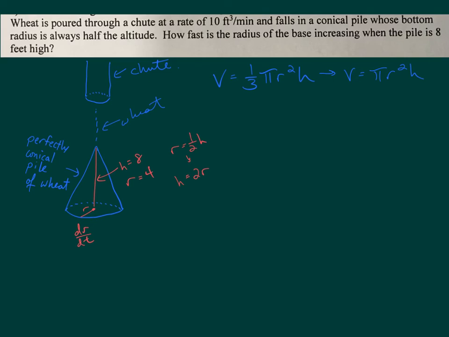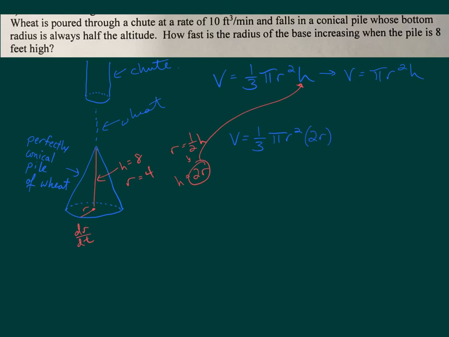And so I like that moving forward because I can substitute this in for h, and then the right-hand side will be all in the variable r. So why don't we go ahead and do that really quickly. This will be V equals 1/3 pi r squared times 2r.